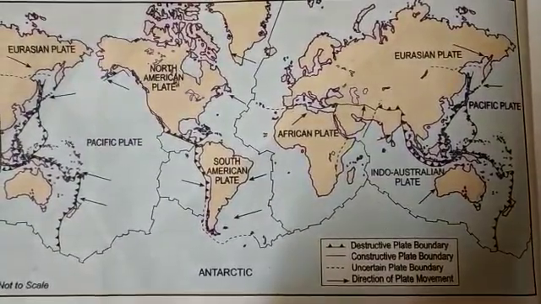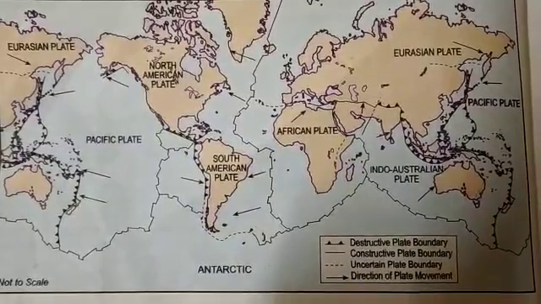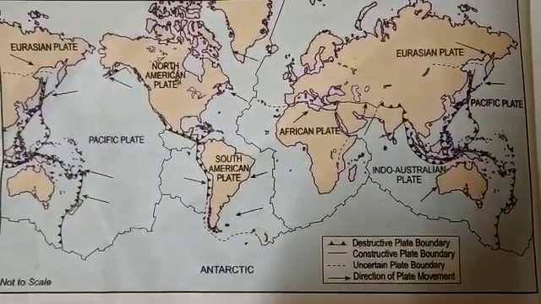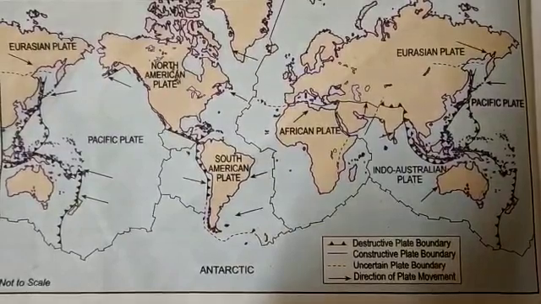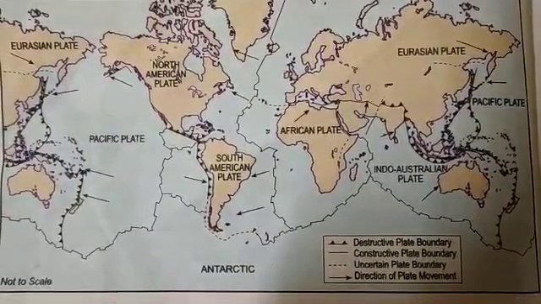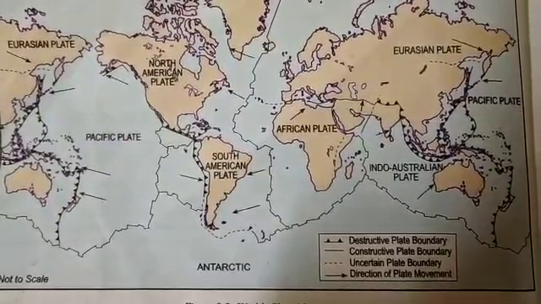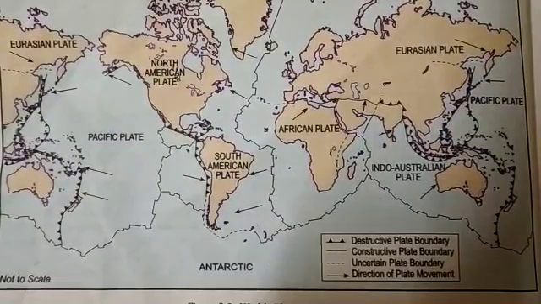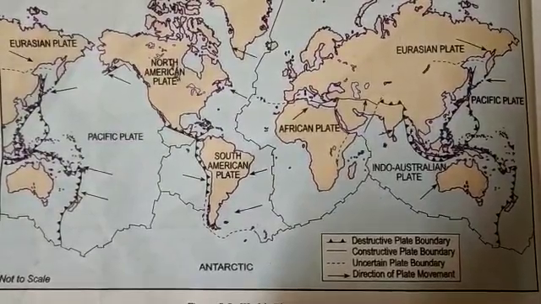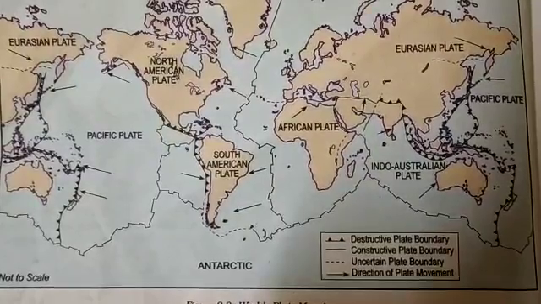Such interactions are thought to be responsible for most of Earth's seismic and volcanic activity, although earthquakes and volcanoes can occur in plate interiors. Plate motion causes mountains to rise where plates push together or converge, and continents to fracture and oceans to form where plates pull apart or diverge.